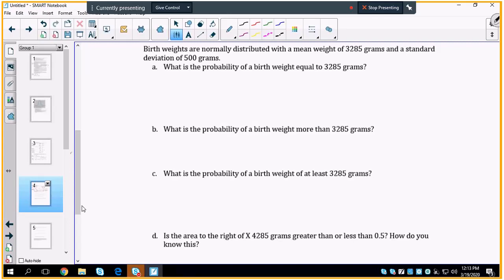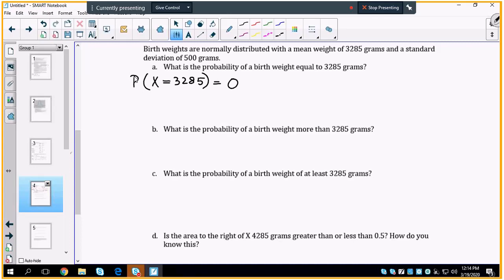The first question is asking, what is the probability of a birth weight equal to 3285 grams? So I'm asking, probability X is exactly equal to 3285 grams. How do I know that information? Well, I don't have to do anything. Remember, this is a continuous random variable. Exact equality will always be equal to 0. And I have answered it.